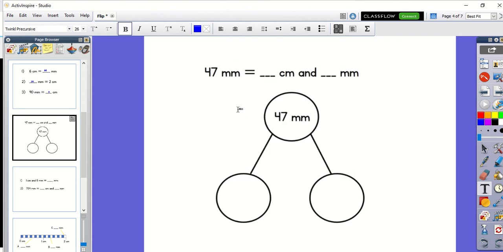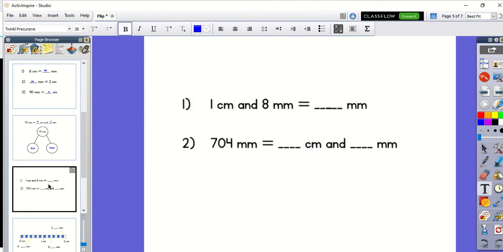Same with this one, as we did yesterday, we're going to split it up. We're going to split it into some centimetres and millimetres. So we've got 47. Well, if we've got 40 millimetres, we can make 4 centimetres. We can't make any more centimetres with the 7 millimetres we've got left, so that has to stay separate. So my 47 millimetres can be split into 4 centimetres and 7 millimetres. See if you can split these ones up and put them back together again.